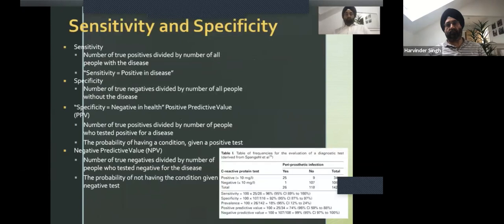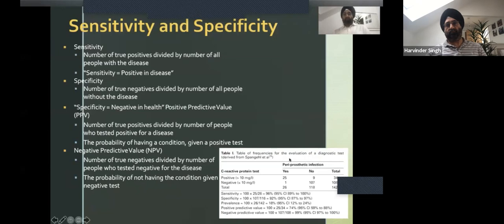Then for these diagnostic tests, we look at sensitivity and specificity, and also the predictive values of the test. Sensitivity is the number of true positives divided by the overall number of patients who have the disease. Specificity is the number of true negatives divided by the number of people who have not got the disease, and this helps to come up with a positive predictive value or a negative predictive value.